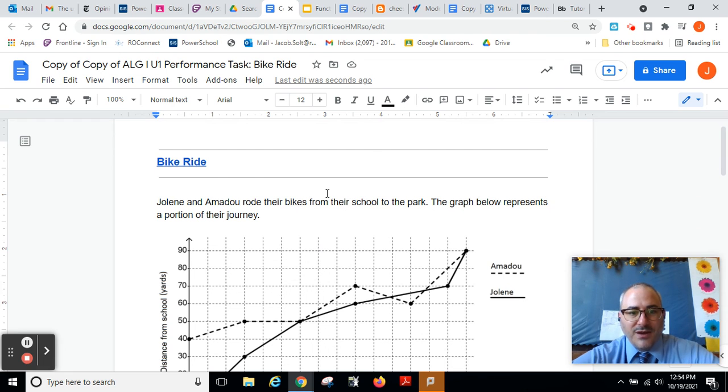Okay. We're going to keep working on graphs and reading graphs and interpreting graphs and getting good with graphs.